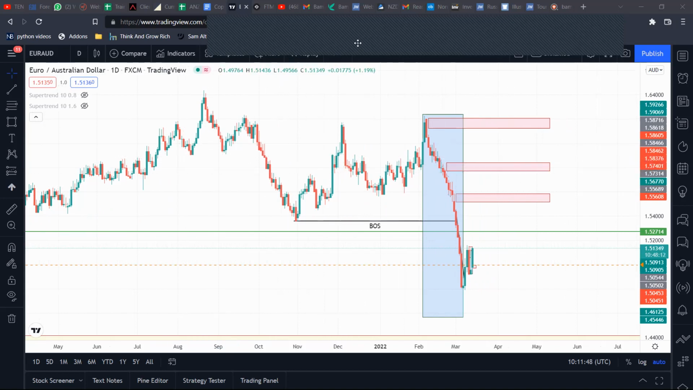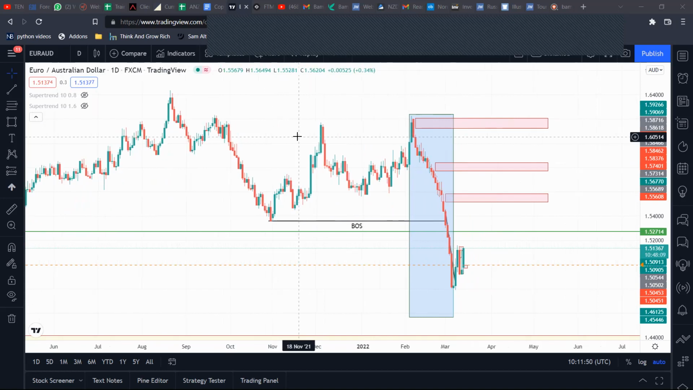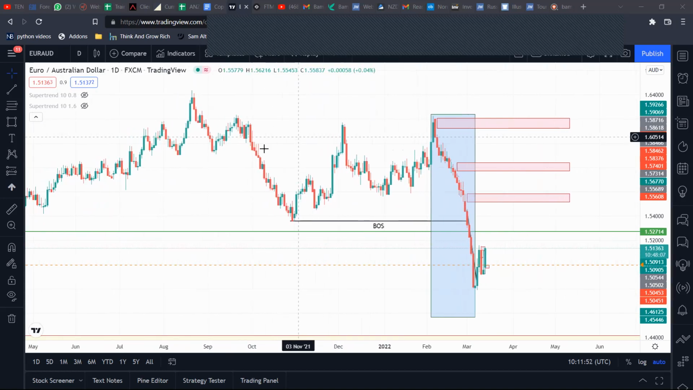Somebody says my chart is blurry. I don't know, maybe it's your internet. Is everybody having the same problem?